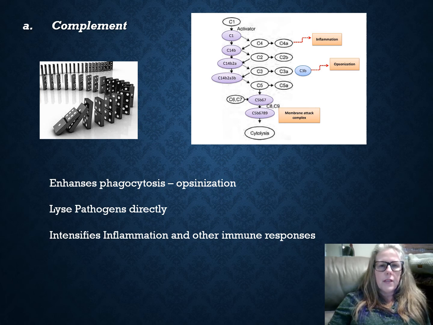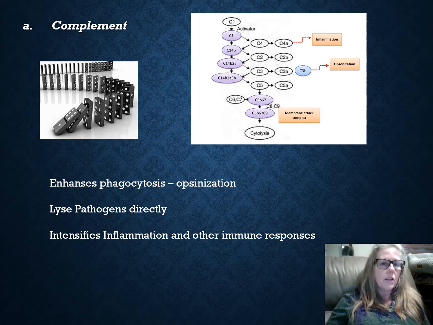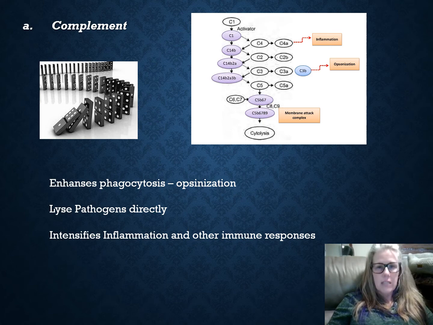Okay, something else that is a result of a complement cascade is that it can lyse pathogens directly. Lyse means to slice or to break open. So we can use complement to break apart pathogens, break their cells, break through their cell walls, or other type of molecule.